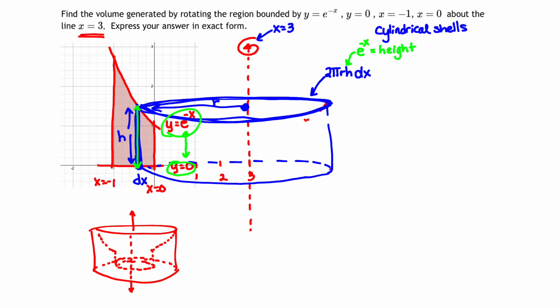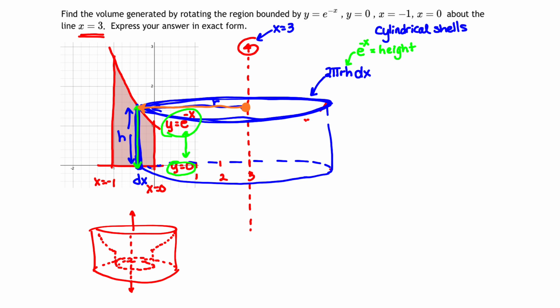All right, so what about the radius? Well, the radius is actually a little trickier. The radius, as we said, is the distance from the axis of rotation all the way to the edge of where I'm cutting my cylinder.